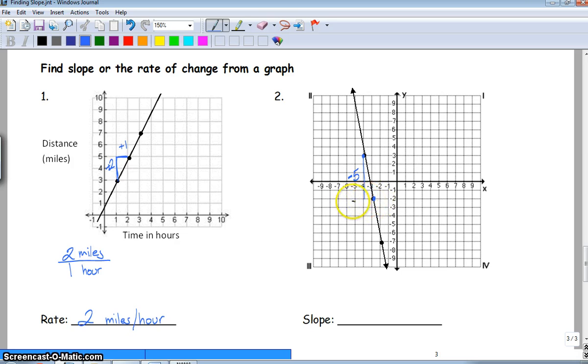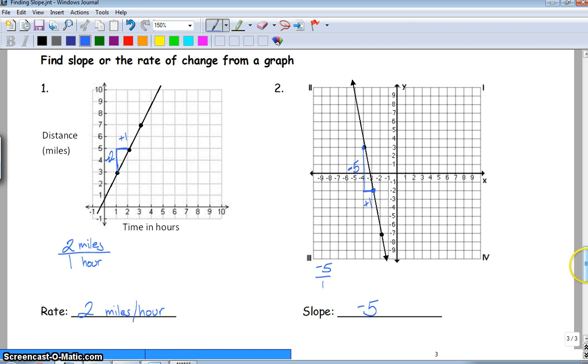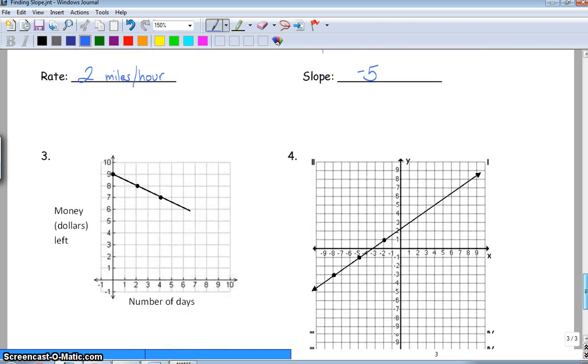Move left or right to get to your point. So I'm going to move right once. And that's a positive 1. Negative 5 over positive 1 reduces to negative 5. And that's your slope. You don't need anything else. So let's practice 2 more times.